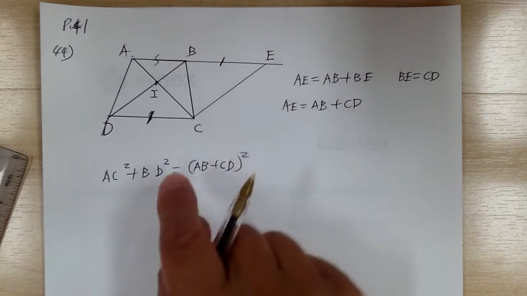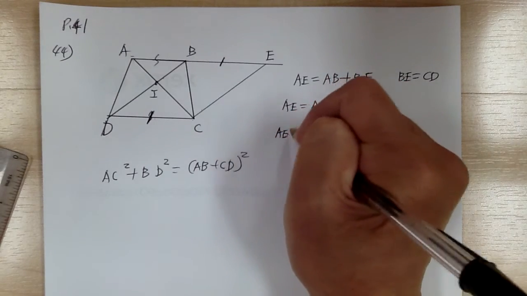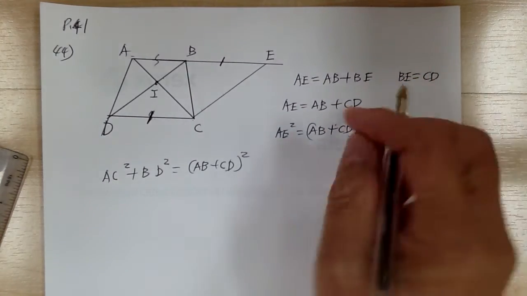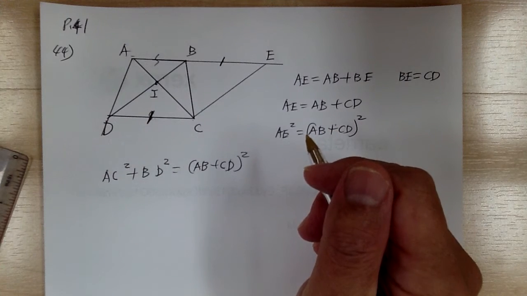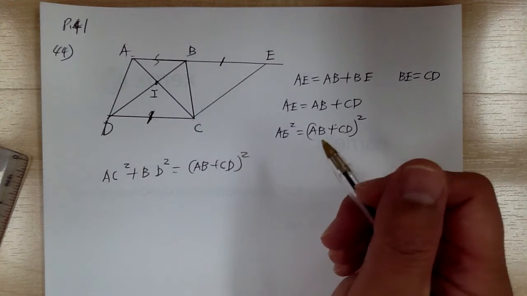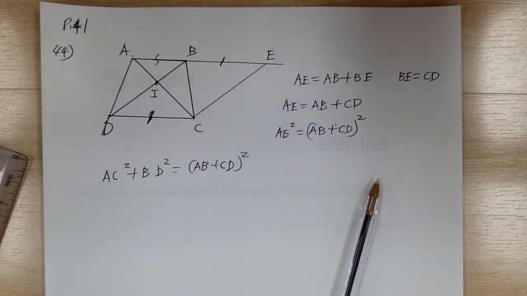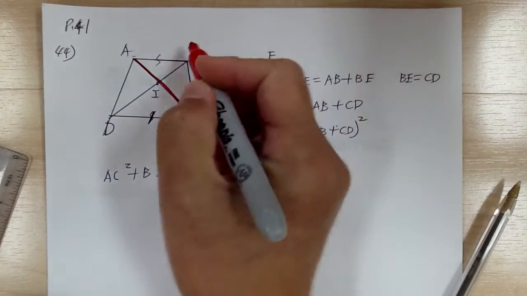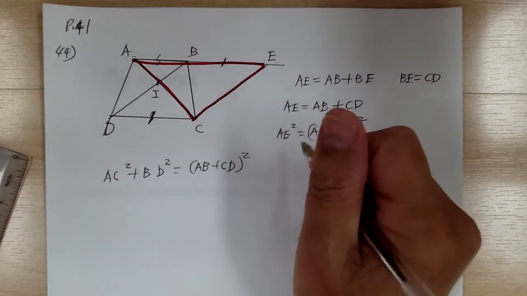And what we're going to do is square both sides. So AE squared equal to (AB plus CD) squared. And what we're going to do is apply the law of cosines. So we're going to use this triangle over here. We're going to apply the law of cosines for this one here.